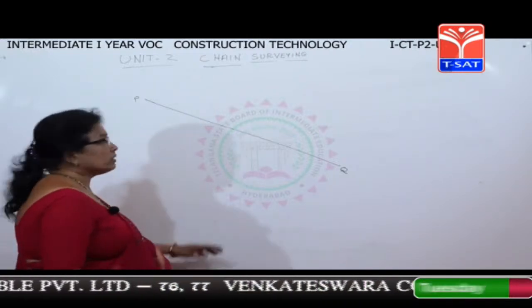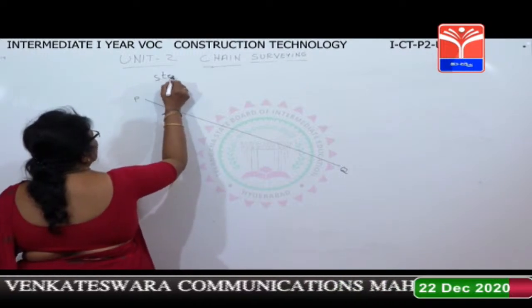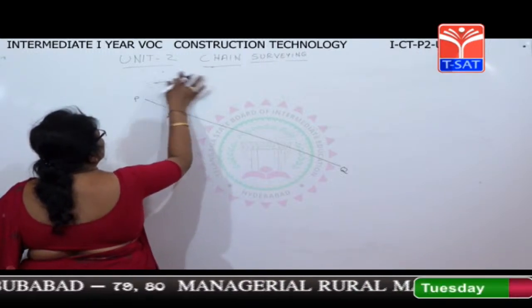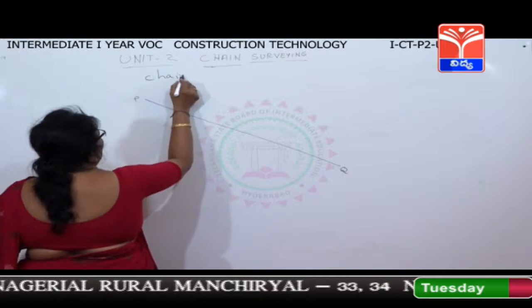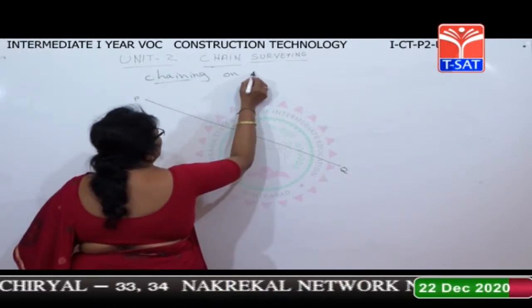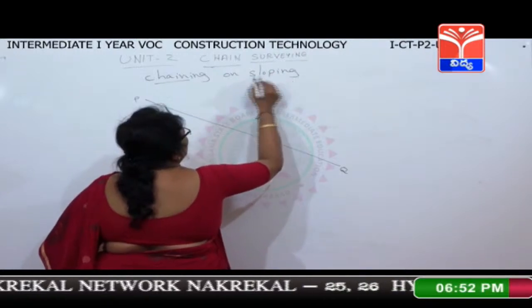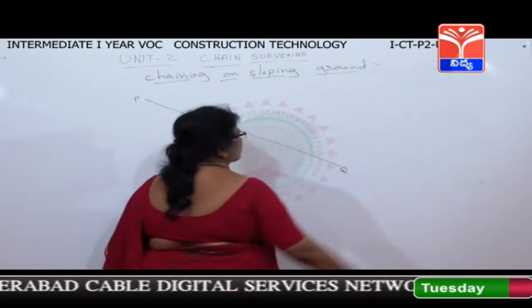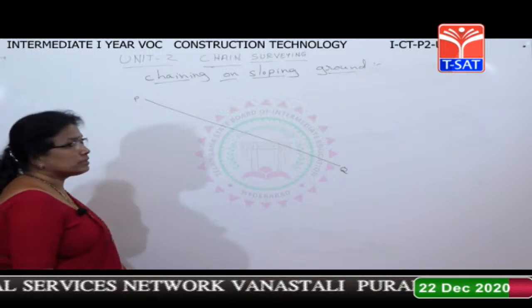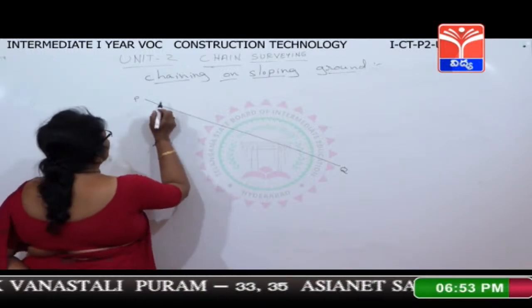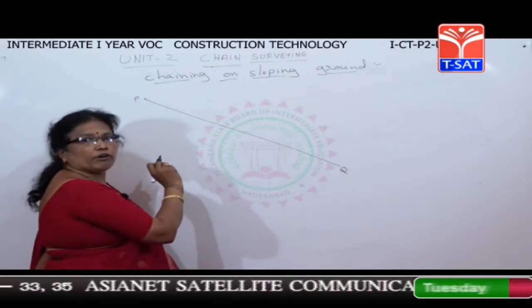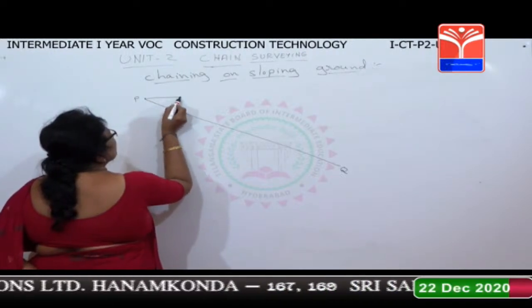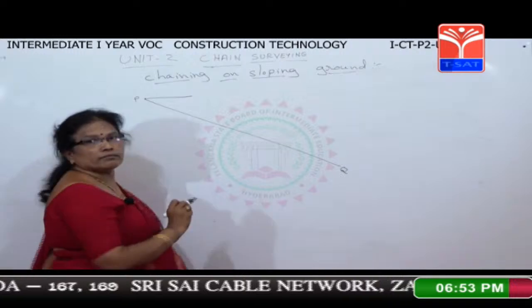So here you have to follow a step by step procedure, stepping, chaining on sloping ground. Here you have to follow the stepping procedure. What you do here is place one end of the chain, put the chain in horizontal direction and stretch the chain.